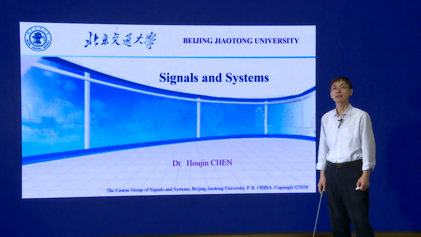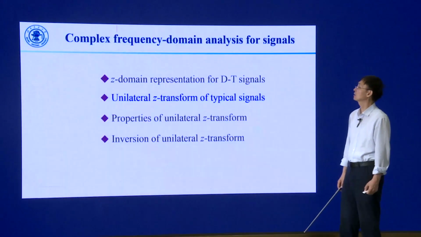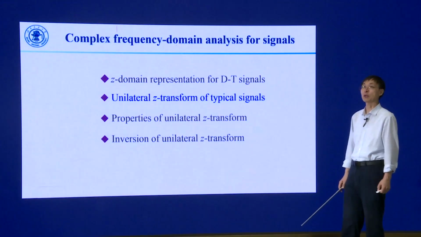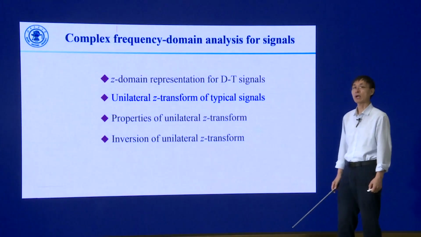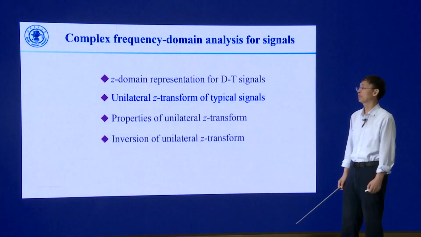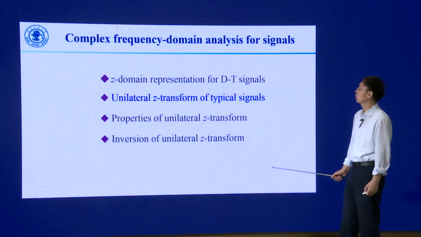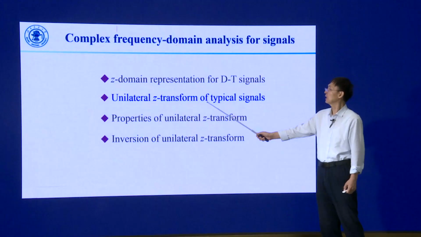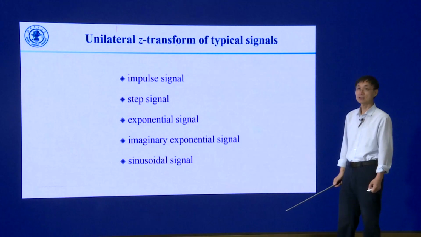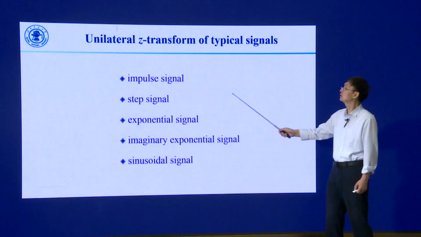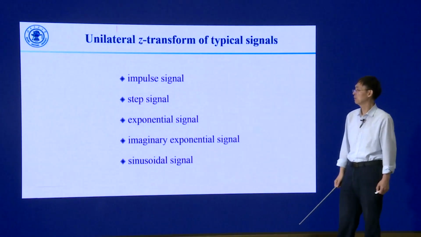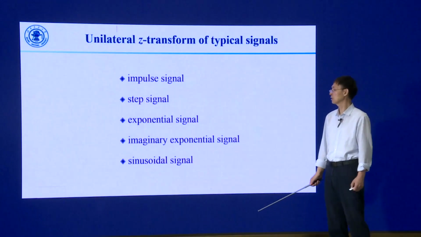Hello everyone. In the last lecture, we studied the Z domain representation for discrete time signals. We have given the definition for the unilateral Z transform. This lecture will study the unilateral Z transform of typical signals. These typical signals include the impulse signal, step signal, exponential signal, imaginary exponential signal, and sinusoidal signal.